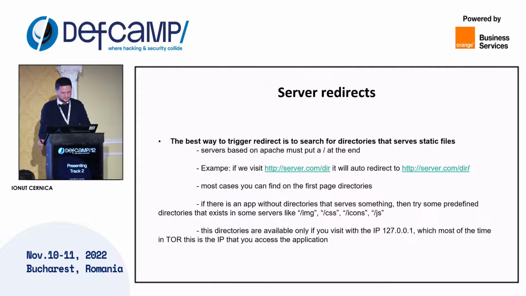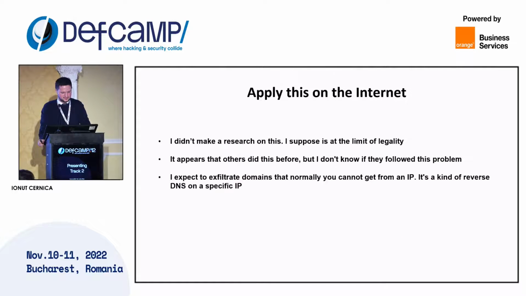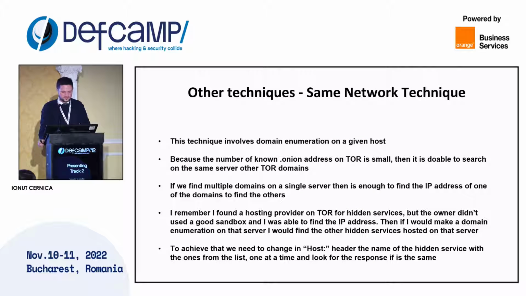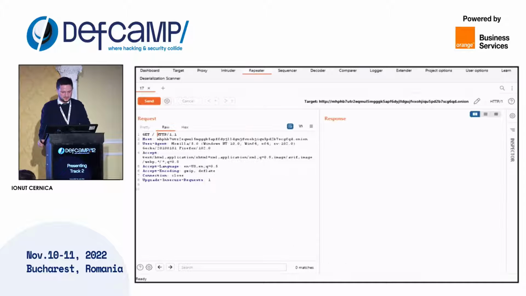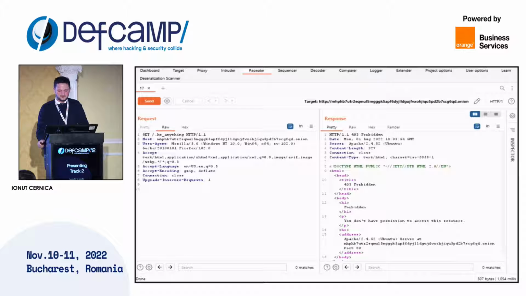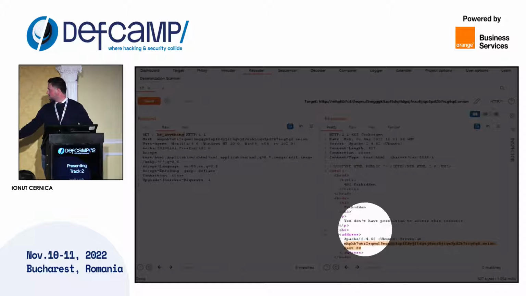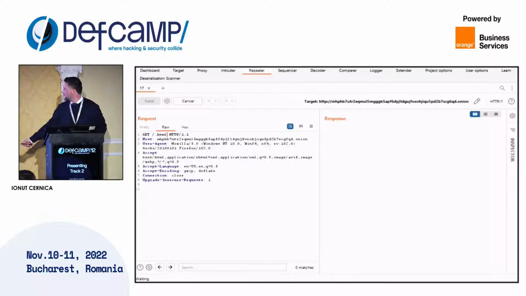So I will have the demo right now. In my demo, I will show you how you can trigger the forbidden. If you put ht.ht and anything, you will trigger the 403 forbidden. You have the server here with the onion address.